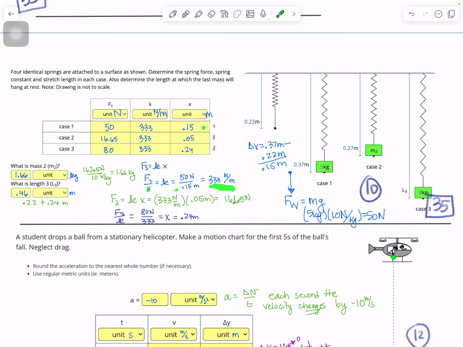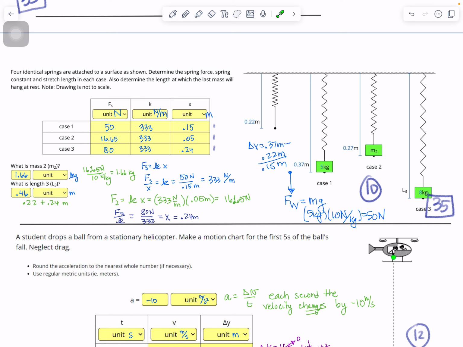And once I get the spring constant, it's the same spring, so I know it's the same for all three. Newton meters. Okay, so once I know the spring constant, I can figure out the force for 2. So for 2, I've got the spring constant, which is 333, times the displacement, which is 0.05, and that gives me 16.65 newtons. So that goes here. That's the force on the spring.